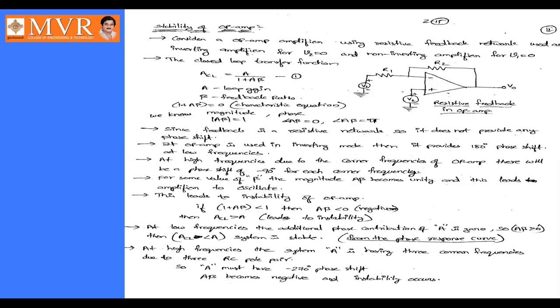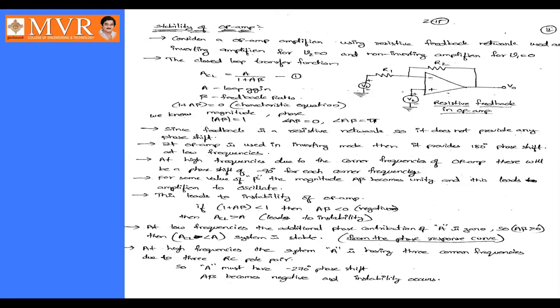Since a resistive network does not provide any phase shift, here we are using the op amp in inverting mode, which provides a 180 degrees phase shift. Inverting mode means we are giving input to the inverting terminal of an op amp. The inverting terminal is the negative terminal of the op amp, as you can see in the diagram. If we give any signal to the inverting input of an operational amplifier, then the output obtained will be a 180 degrees phase shifted signal. Now how do we observe this phase shift at high frequencies?